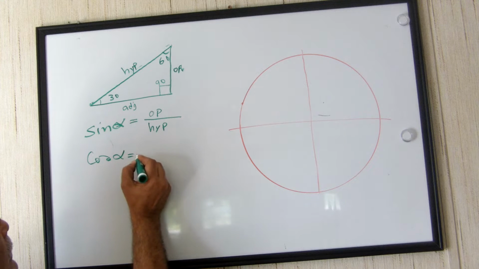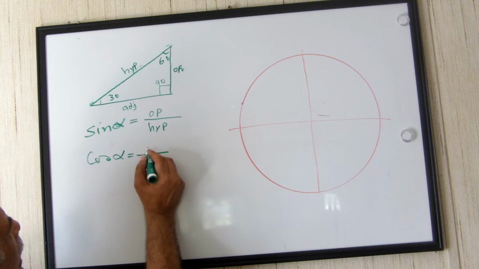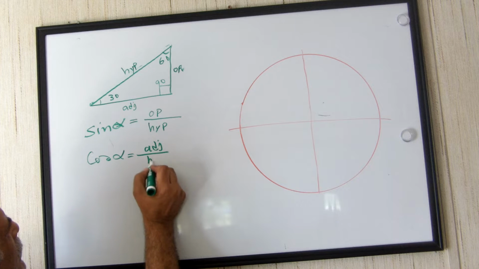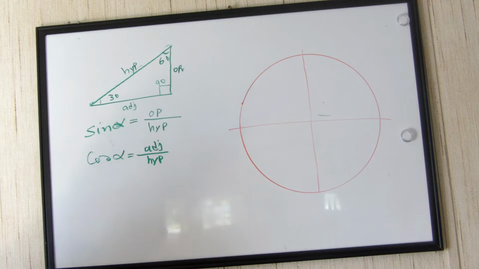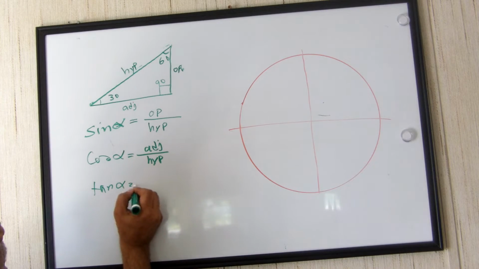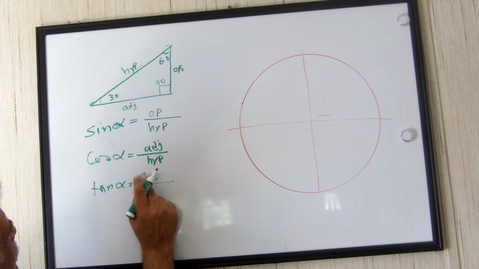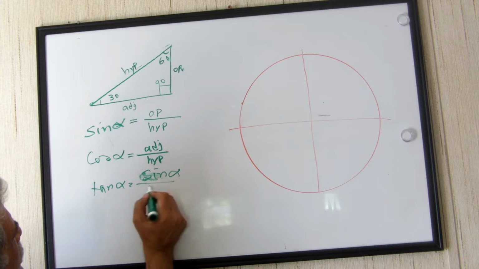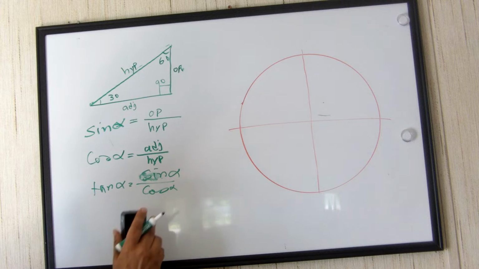Cosine of alpha is adjacent divided by hypotenuse. We don't want to talk about this, you guys know all about this. And tangent is equal to sine of alpha divided by cosine.